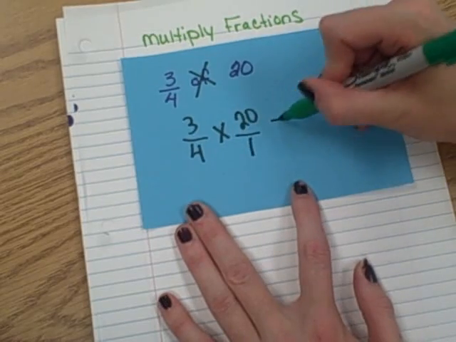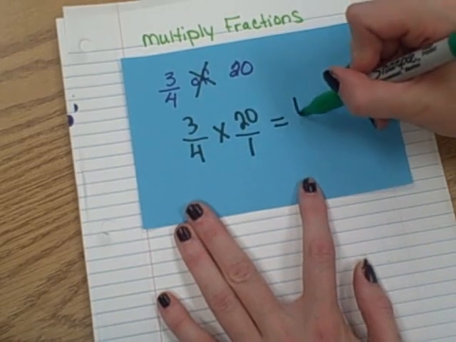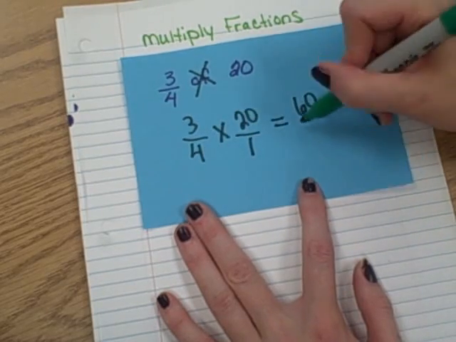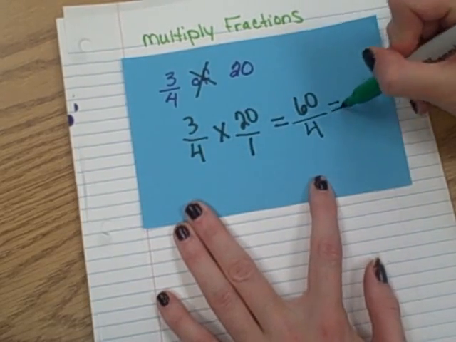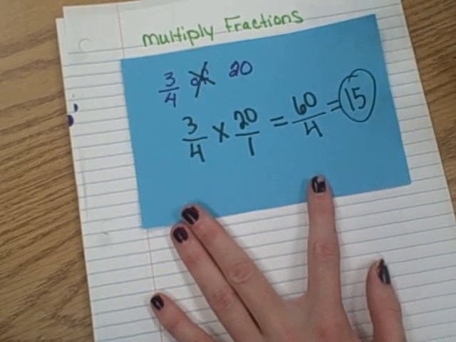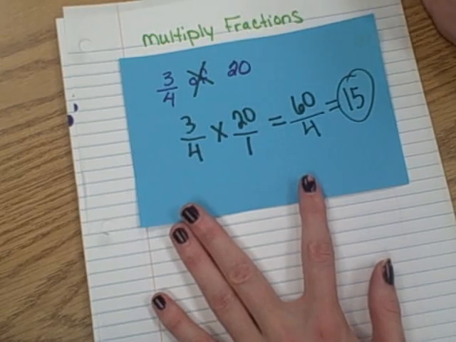Let's put that over 1 to make it a fraction, which would be 60 on top. 3 times 20 is 60. 4 times 1 is 4. This is actually going to simplify down to a whole number, which is 15. This is our answer. So 3/4 of 20 is 15.